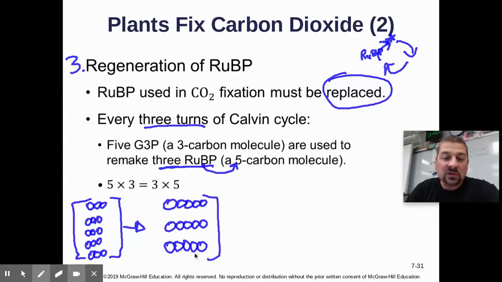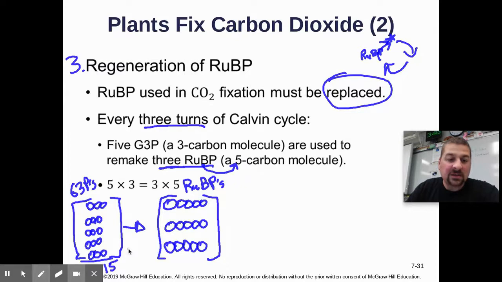Now, you do the math. These are G3Ps over here, and these are RuBPs over here. Count them up. 5 times 3, you got 15 carbons. 3 five-carbon RuBPs give you 15 carbons.